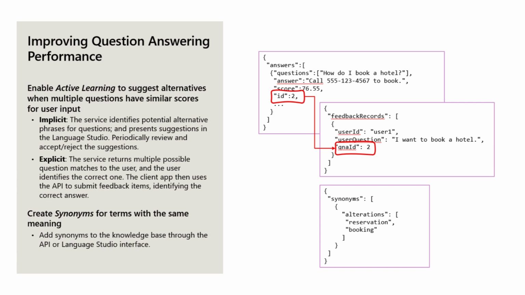Improving question answering performance. Enable active learning to suggest alternatives when multiple questions have similar scores for user input. Implicit: the service identifies potential alternative phrases for questions and presents suggestions in Language Studio. Periodically review and reject the suggestions. Explicit: the service returns multiple possible question matches to the user, and the user identifies the correct one. The client app then uses the API to submit feedback items, identifying the correct answer.